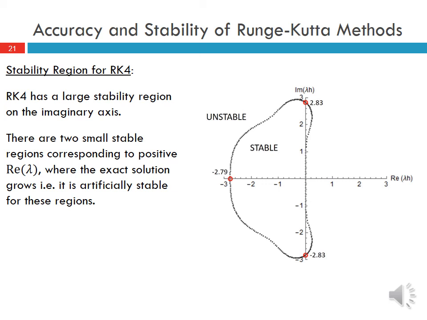So RK4 has a large stability region on the imaginary axis. You can see it goes all the way from here to here. There are actually two small stable regions corresponding to a positive real lambda. So these regions here, where the exact solution actually grows, so it's artificially stable for these regions. And you can see that we get quite a big stability region along the real axis as well.